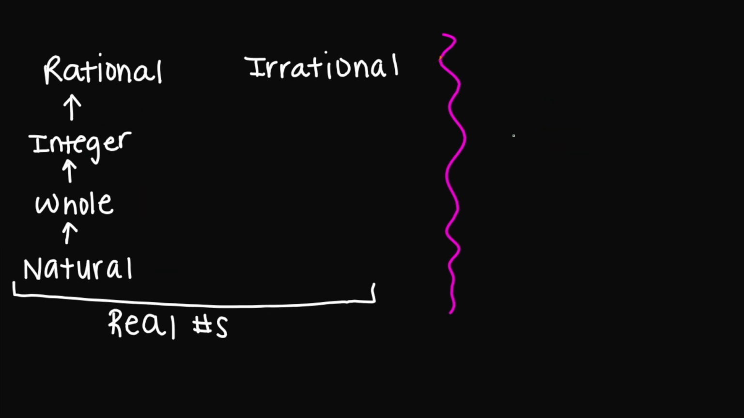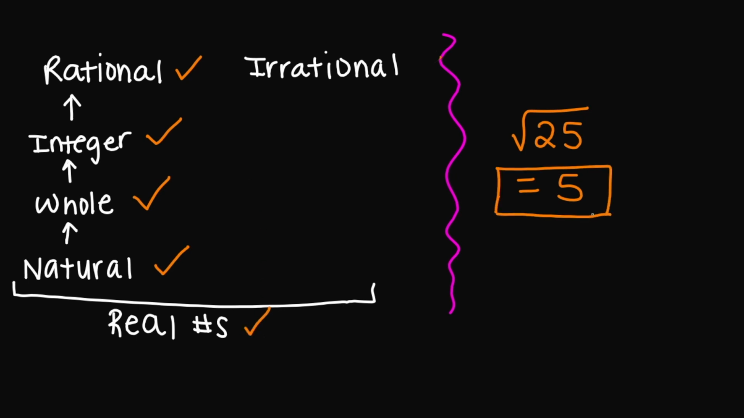All right, let's try one more. Let's try the square root of 25. The square root of 25 is a perfect square, which equals 5. So, is the number 5 a natural number? Yes. Is the number 5 a whole number? Yes. Is 5 an integer? Yes. Is it a rational number? Yes. And is it a real number? Of course, it's a real number. Okay, so the number 5 is natural, whole, integer, rational, and real. And the key takeaway for this is the square root of 25 is a perfect square, which equals 5.